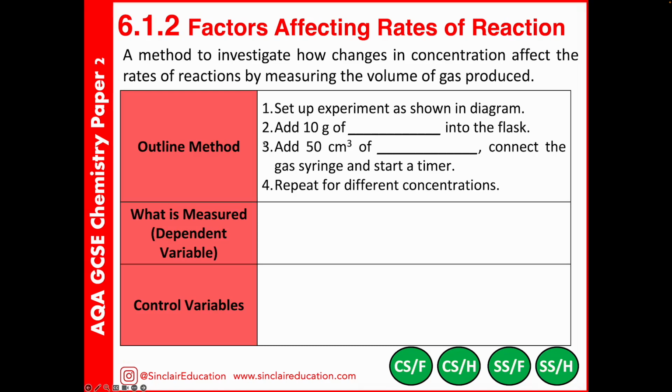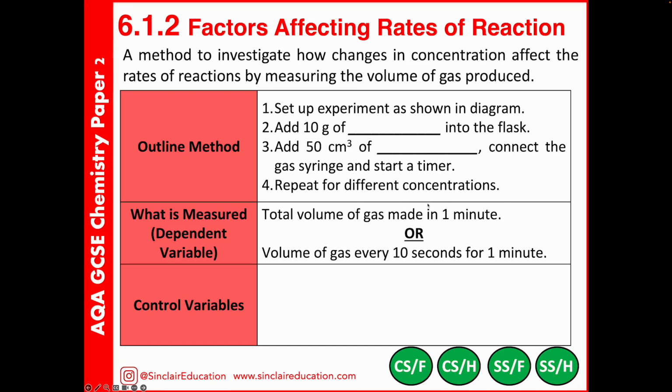We'll repeat this for different concentrations, and we'll pick 5 different concentrations. This is our independent variable. We will measure a couple of options: the total volume of gas made in 1 minute, or you could, if you'd rather, measure the volume of gas every 10 seconds for a minute and you'll get a curve.